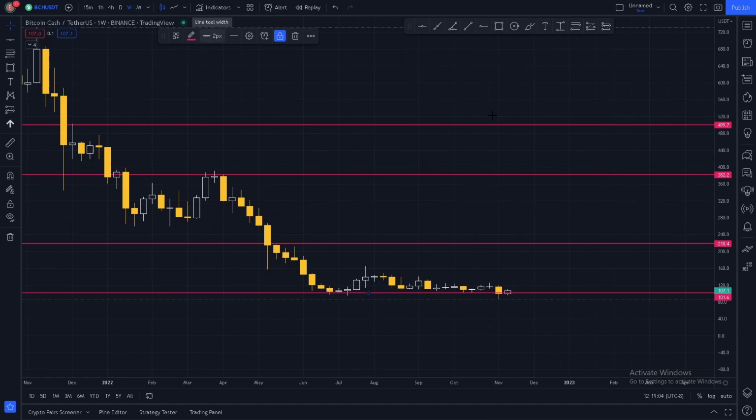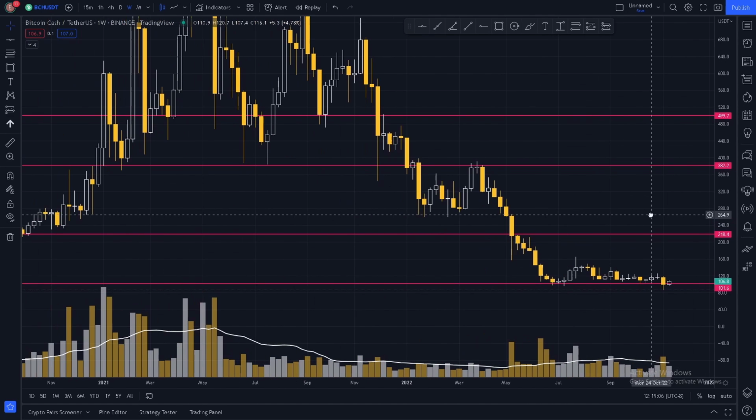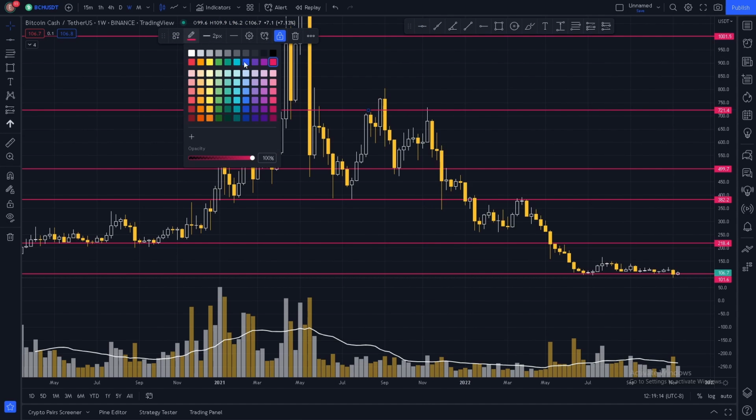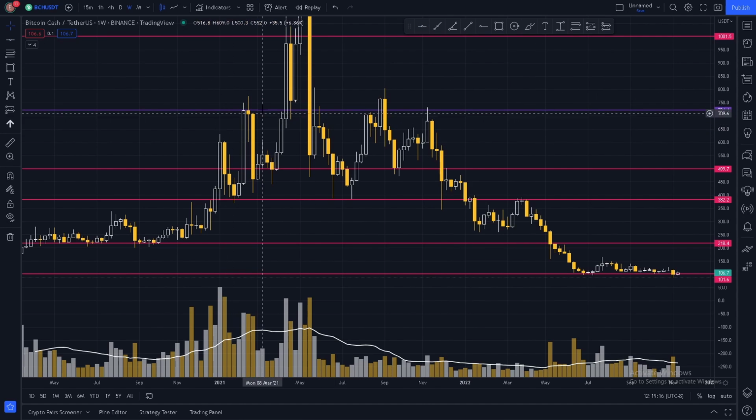Now hopping to the weekly. Here on the weekly, what do we notice? We see three reactions to this key level right here. We see an obvious reaction here, an obvious reaction here, and an obvious reaction here. We also see long wicks reacting to the level here.